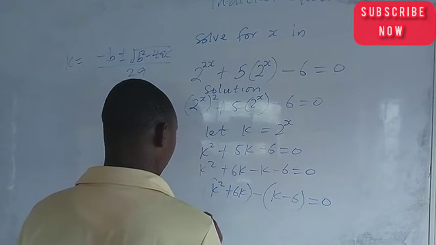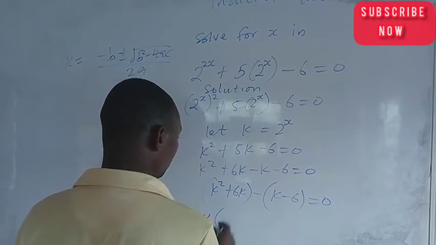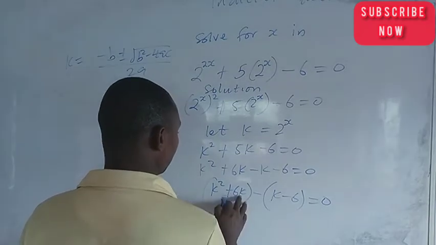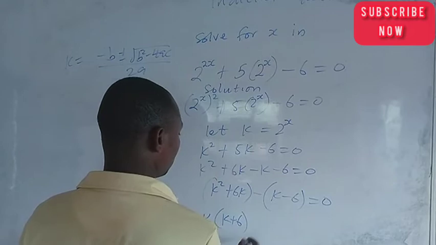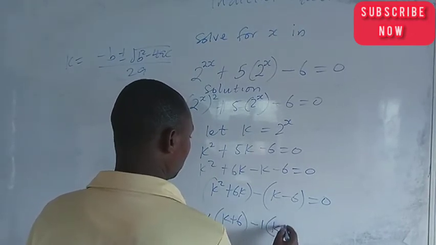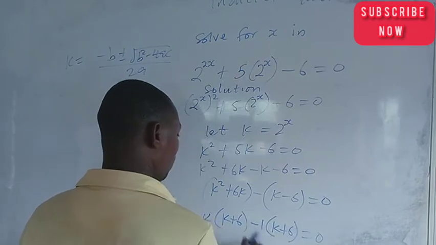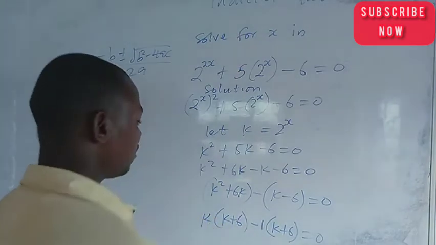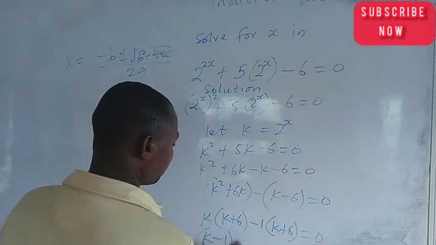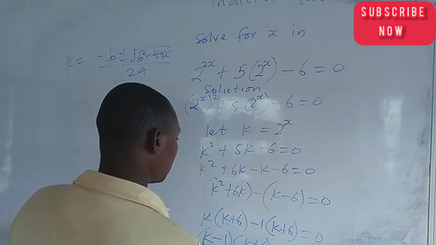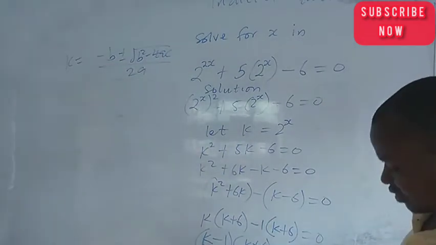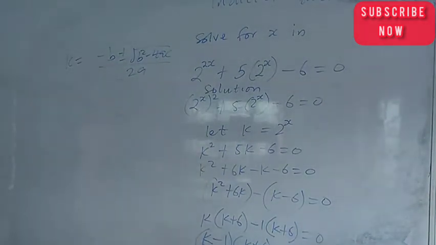So when I remove one k element from k, I have a k. When I remove k from 6k plus 6, okay, then I have a minus 1. That's what is common here: k plus 6. So I'll put the one that is not inside the bracket together. That is k minus 1. Then I'll put the one in the bracket, k plus 6, equals 0. So anytime I have brackets, maybe 1, 2, 3 brackets, that's equal to 0.